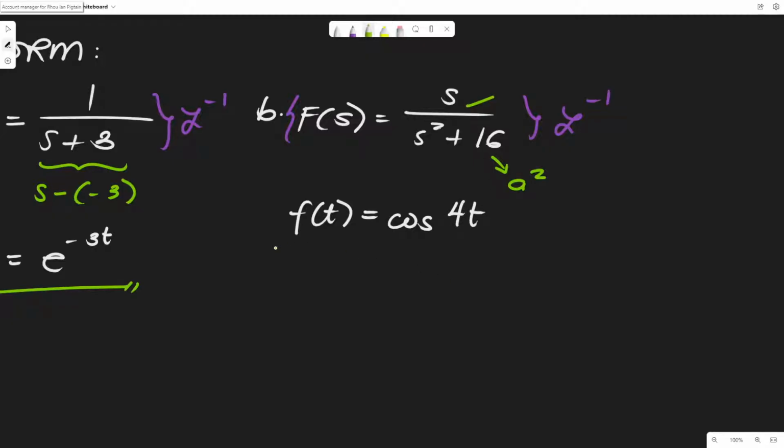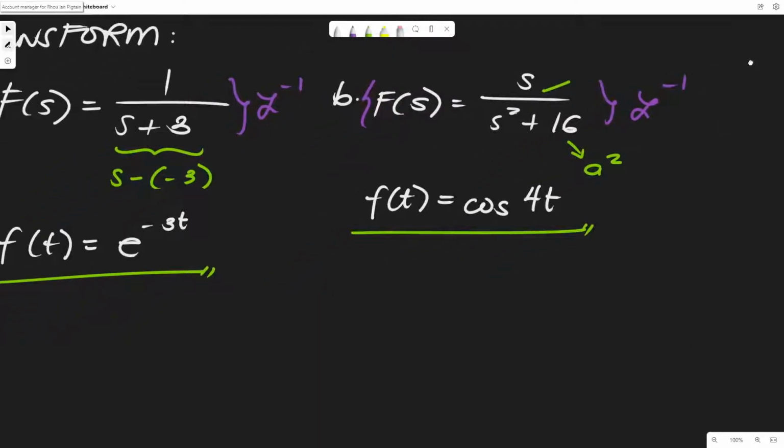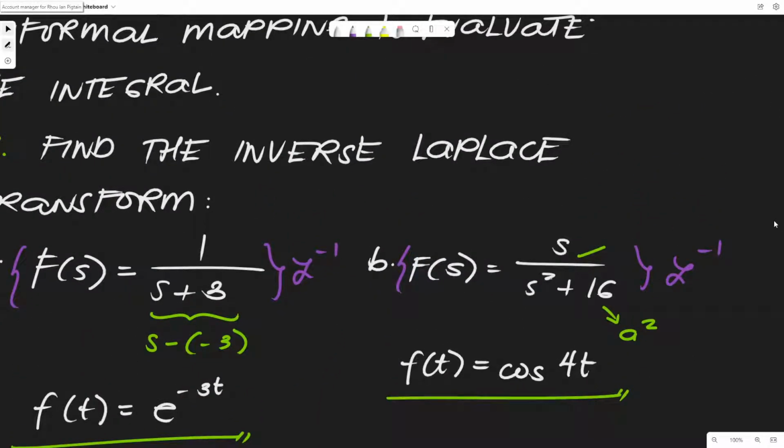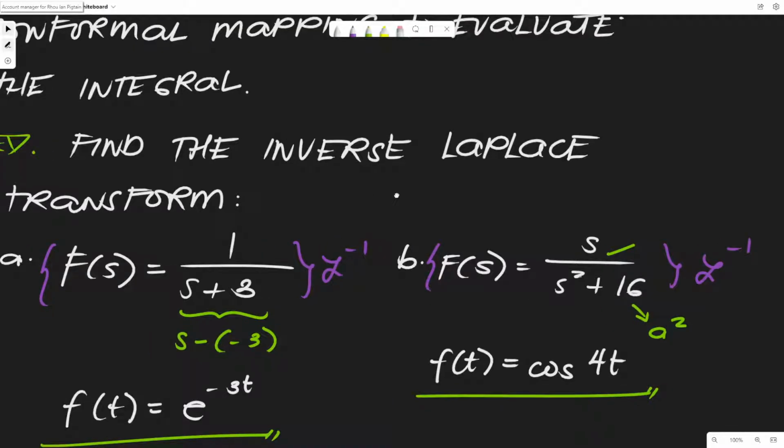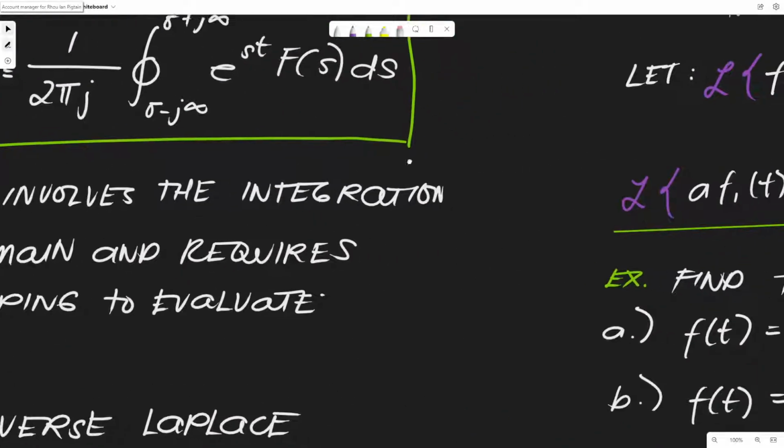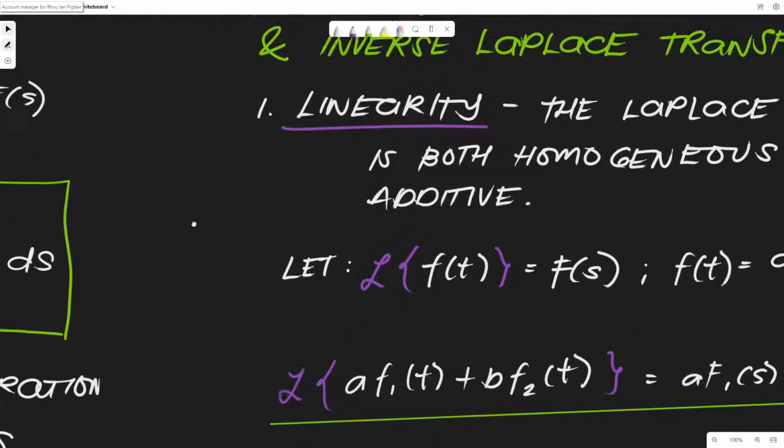Ayan, this is the answer. That is the inverse Laplace transform of the function s over s squared plus 16. So basically that's how inverse Laplace transform works, no? In the properties, mas lalaliman pa natin yung discussion with the inverse Laplace transform. Okay, so dito tayo.